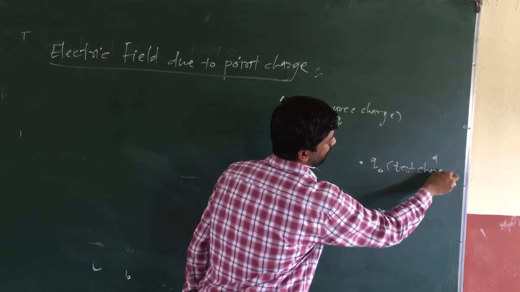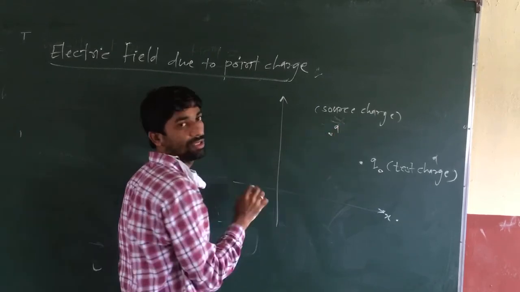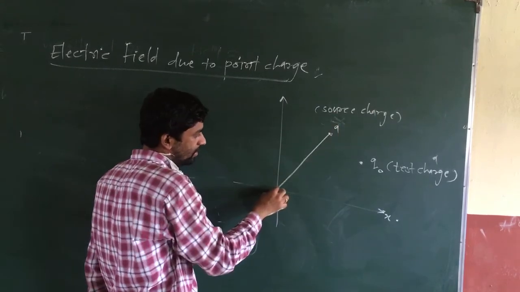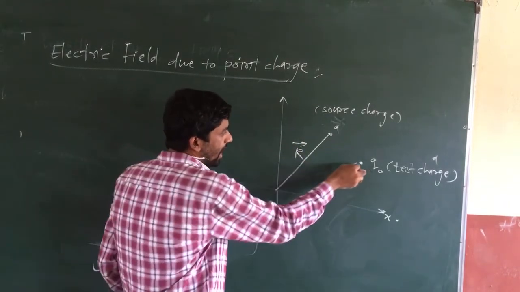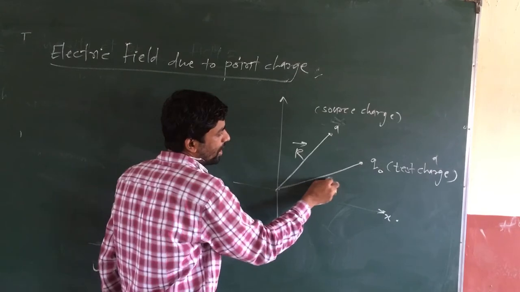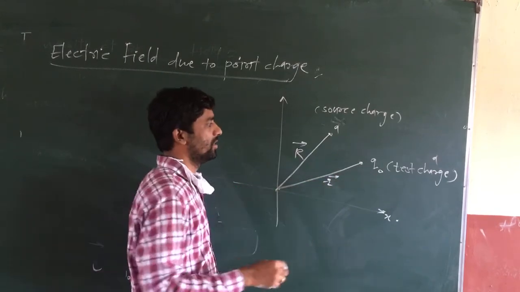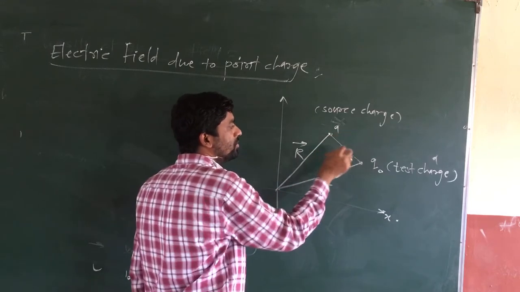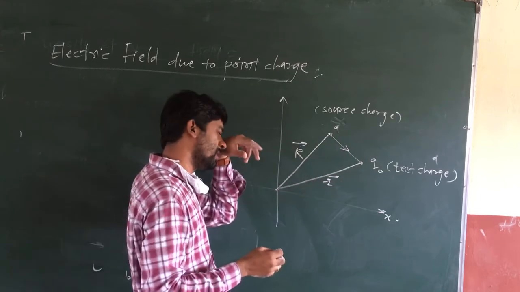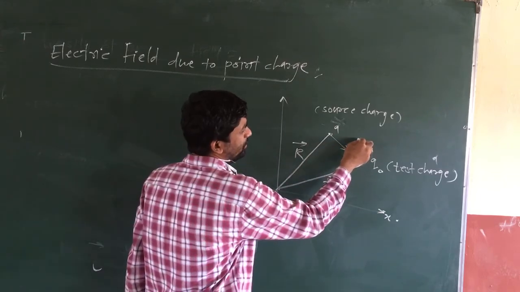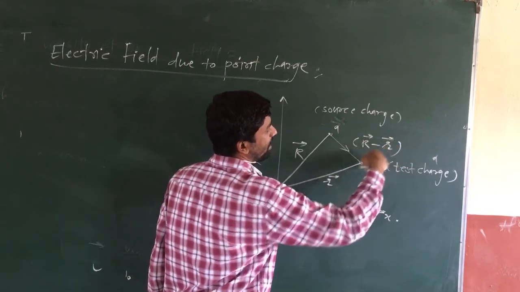If I have to find the position of the source charge Q, then I can say that this capital R vector is the position vector of the source charge, and this small r vector is the position vector of the test charge. Now this gives you the direction of the force between the source charge and test charge. This position vector you can write as capital R vector minus small r vector.